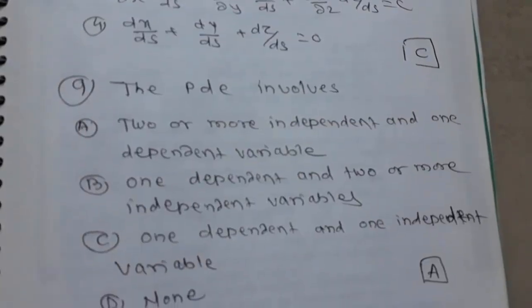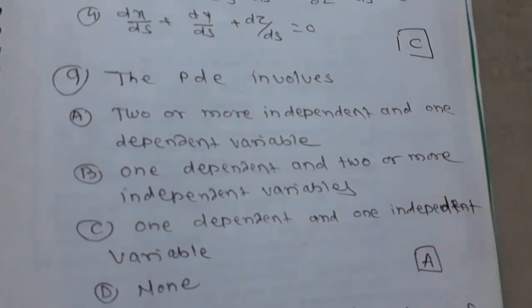The PDE involves: two or more independent and one dependent variable; one dependent and two or more independent variables; one dependent and one independent variable; or none. We know that a PDE involves two or more independent variables and one dependent variable only. Therefore, option A is correct.